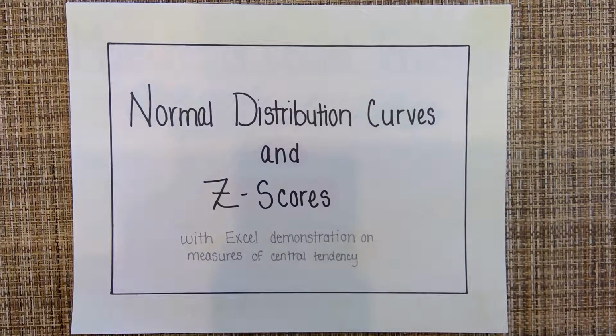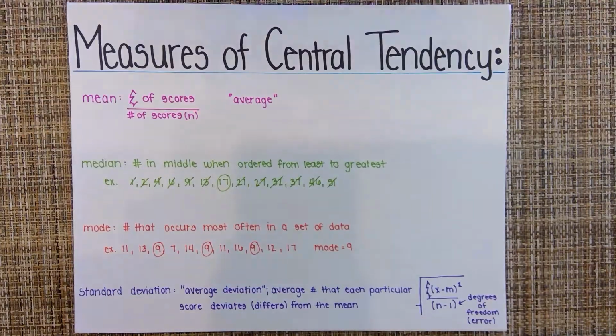Good morning. Today we're going to be discussing normal distribution curves and z-scores, and then we're going to look at Excel and learn how to do measures of central tendency in Excel rather than doing them by hand because it can become very tedious when the sample size becomes much greater. So first we're going to look at measures of central tendency because I feel that if you can't grasp these concepts here, it's going to be difficult to grasp the concepts we talk about later in the video.